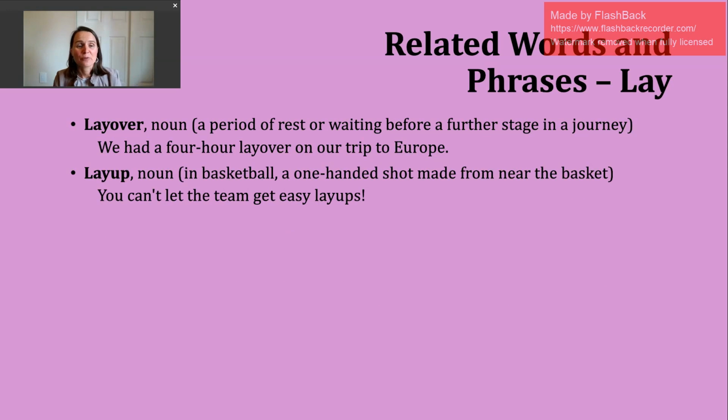A second noun that you might hear is also compound. So we saw lay up before, but the noun form of this is used most commonly in basketball, and it's to refer to a one-handed shot that's made very close to the basket, right? So generally it's thought to sort of be an easier way to score, right? You're much closer to the basket than being further away. So you might hear a coach yell something like, you can't let the team get easy layups, right? You've got to defend or protect our basket.